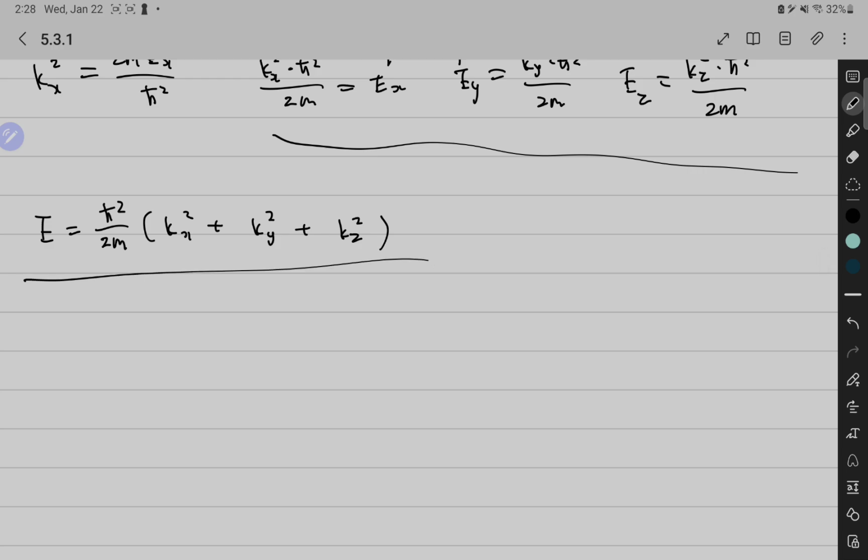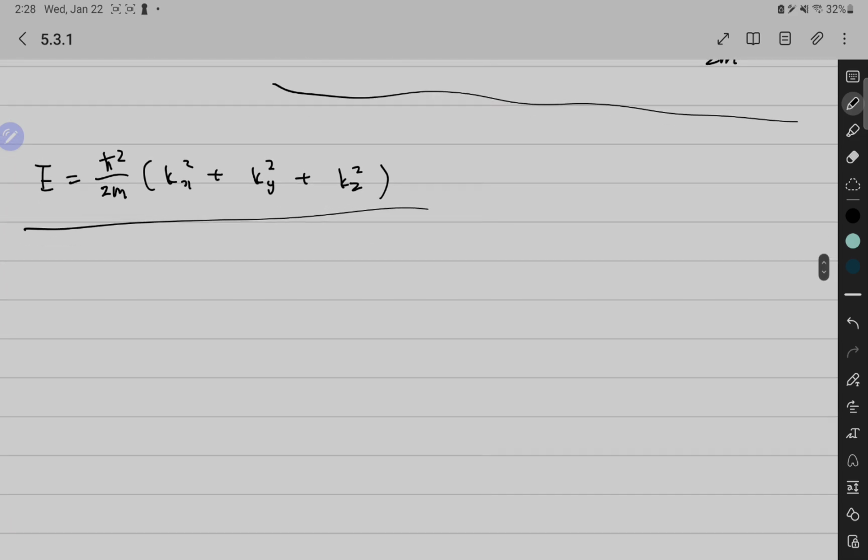But let's continue on to the next part, which is the boundary condition. This might be the more confusing part. So what does our boundary condition tell us? Let's write boundary condition. For a boundary condition, we know that the particle cannot exist outside of the box. So the wave function vanishes at the walls and beyond.